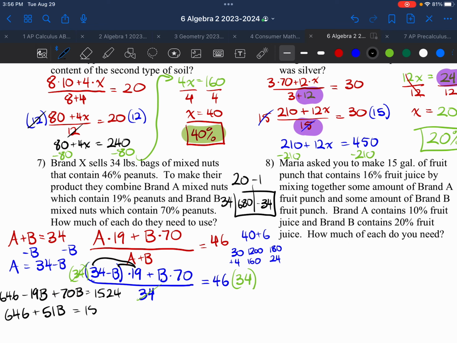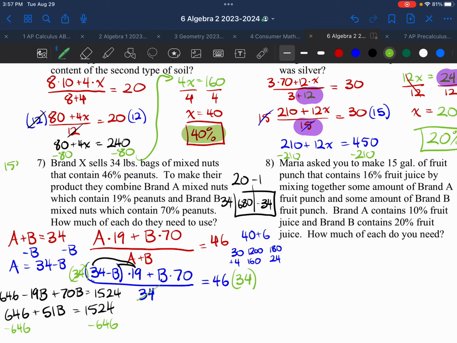That's equal to 1,524. And then from there, I'm going to subtract 646. I'm going to do that in a different color though, so it pops out. So minus 646 on both sides of the equation. Oh gosh, without a calculator. Is there a trick for this one? Yes, there is. Check it out.